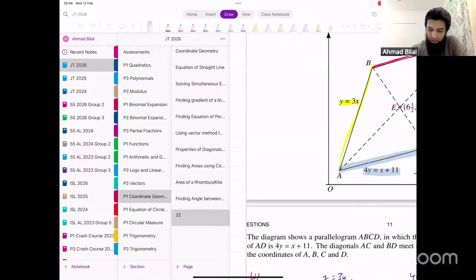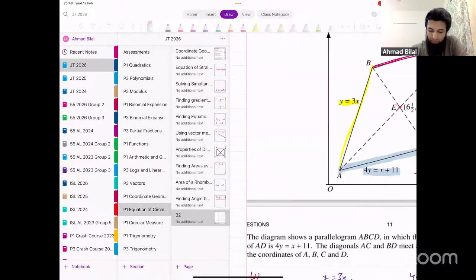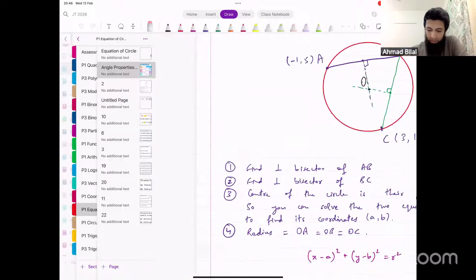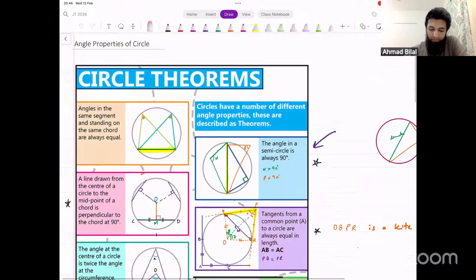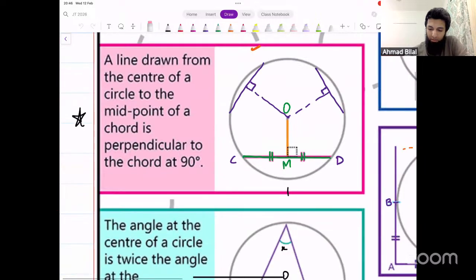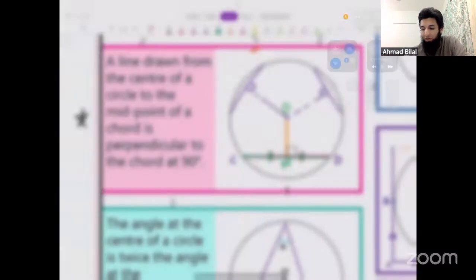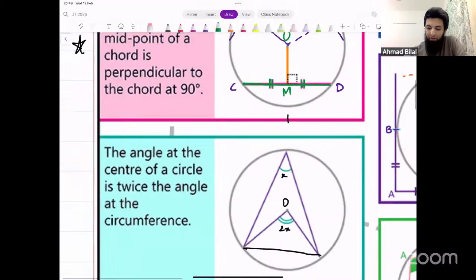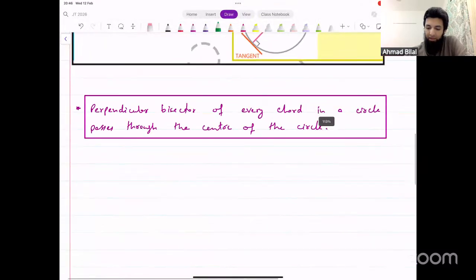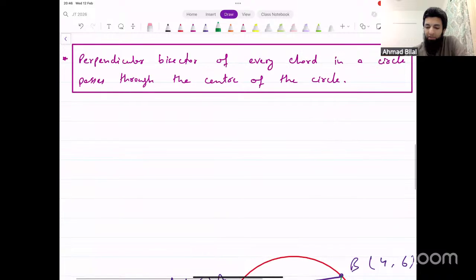Coordinate geometry, equation of circle. It comes from this angle property of a circle, that for any chord in a circle, if you were to draw a perpendicular bisector, it will always pass through the center of the circle. It comes from the property that a line drawn from the center of the circle to the midpoint of a chord makes 90 degrees. Using that property, you basically have this result. The perpendicular bisector of every chord in a circle passes through the center of the circle. Okay?